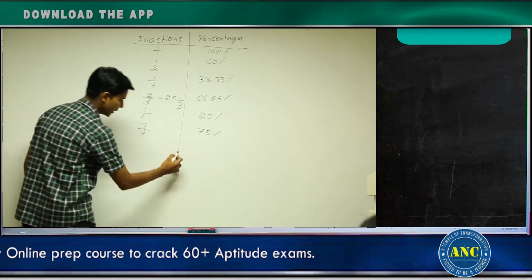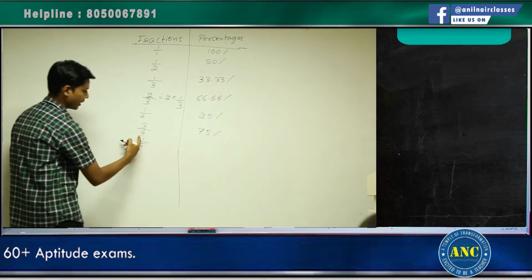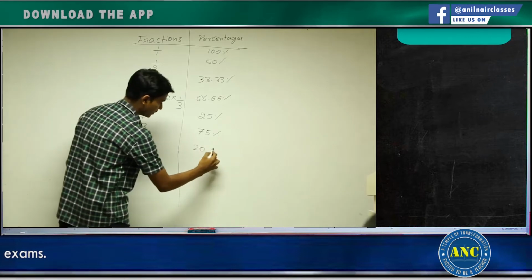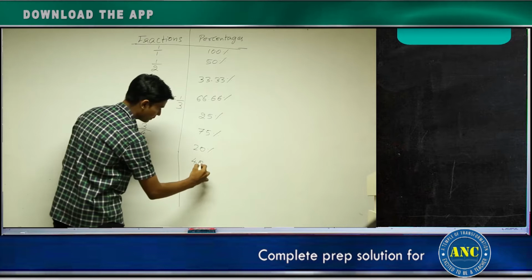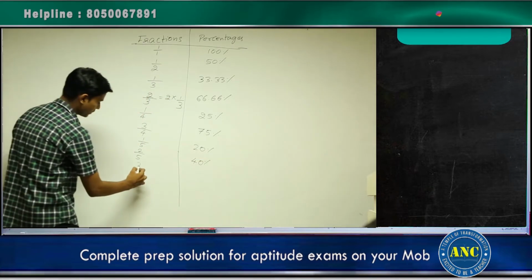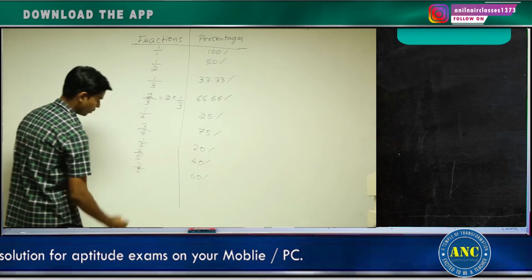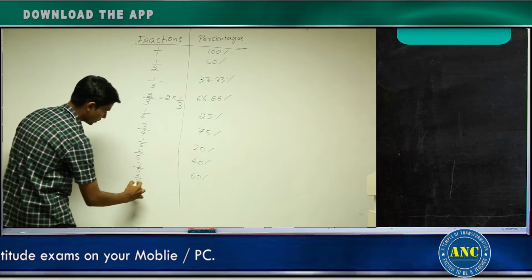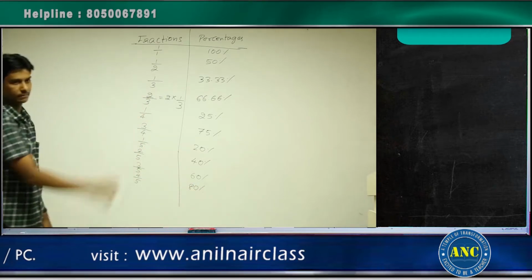Okay, next, let me extend it. 1 by 5, 100 by 5, 20%. 2 by 5, 2 into 20, 40%. 3 by 5, 3 into 20%, 60%. 4 by 5, 4 into 20%, 80%. 5 by 5 is 1, already done.